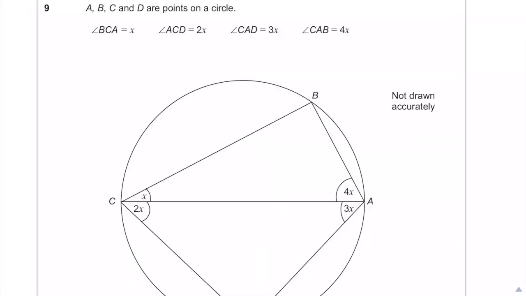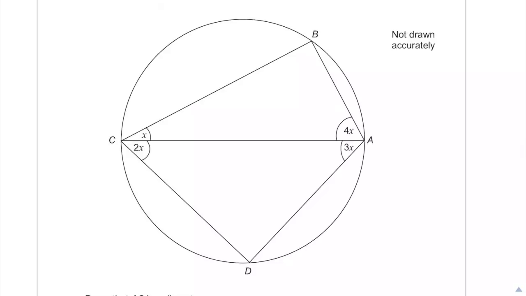Angle BCA equals x, angle ACD equals 2x, angle CAD is 3x, and angle CAB is 4x. We need to prove that AC is a diameter. Okay, so what we can see on this diagram is they've labelled where x, 2x, 3x and 4x are. And you should be able to see that ABCD is a quadrilateral. Matter of fact, because it's inside the circle, it's a cyclic quadrilateral. And the opposite angles within a cyclic quadrilateral add up to 180 degrees.